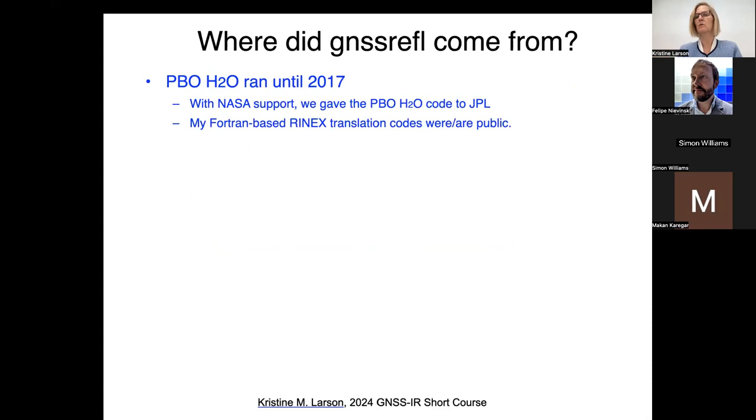translation codes for GPS data files, which are the data formats called RINEX. And I put that code out in the public, sort of before the whole open source thing was as big as it is today, but it's there. Like I said, I was retiring.